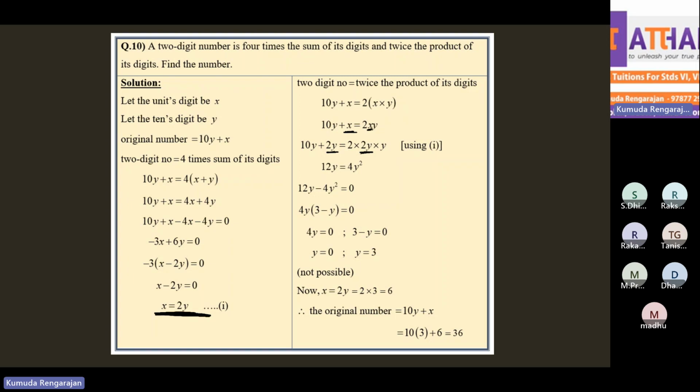So we are getting y equal to 0, which is not possible because y is the tens digit, and the tens digit cannot be 0 because then it cannot be a two-digit number. Then y minus 3 is equal to 0, so y is equal to 3. Now once you get y is equal to 3, what is x? X is equal to 2y, so x is equal to 2 into 3, which is 6. Then you find the number: 10 times 3 plus 6, you get the number.